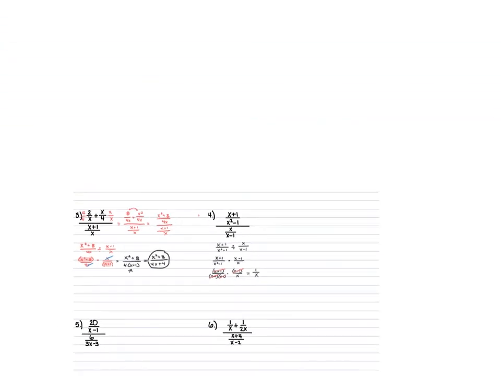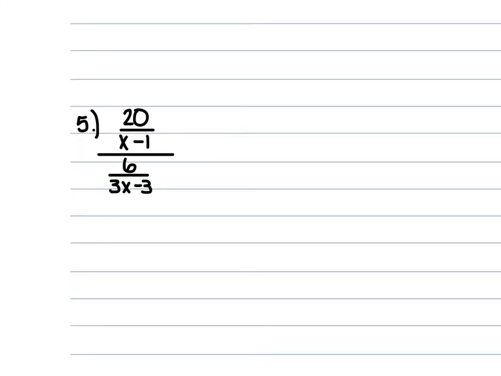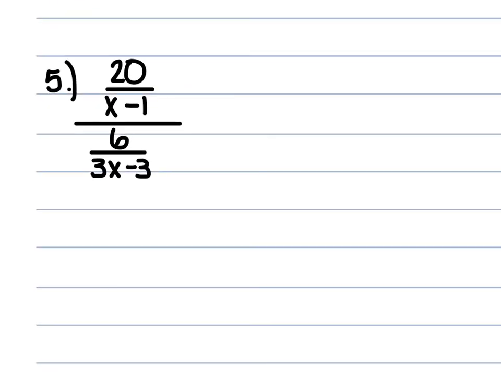Okay, so let's go on to 5. We'll do 5 and 6. I don't think we're going to make it through all of this today, so we'll do 5 and 6, and then that should be good for today. Somebody help me out. So write it out. Let's just write it out as a division problem. 6 divided by 3x minus 3.